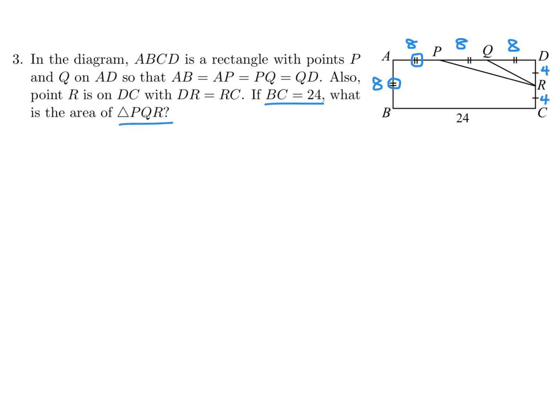Okay, so the area of triangle PQR would be 1/2 base times height. So what's the base? The base is from there to there, which is 8. And the height would be from here to here, which is 4. And therefore, that looks to me like 16.